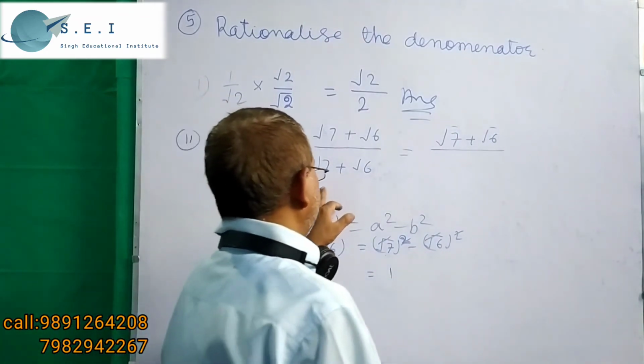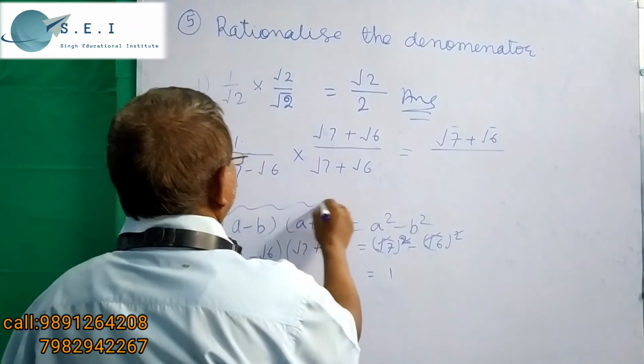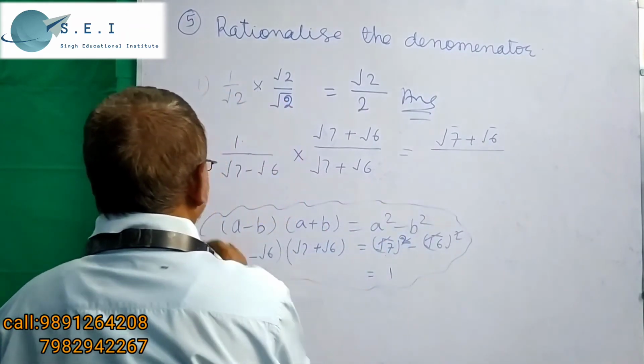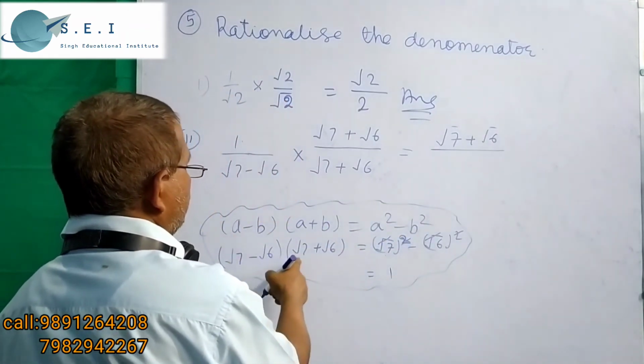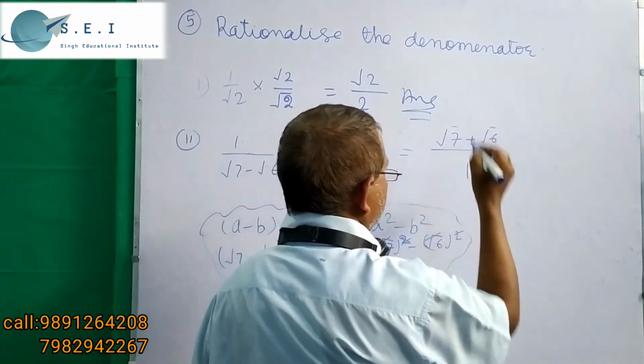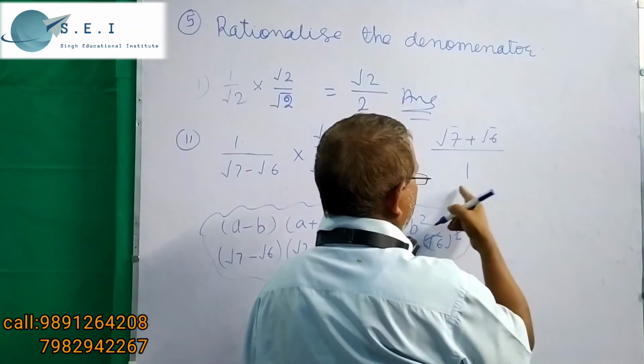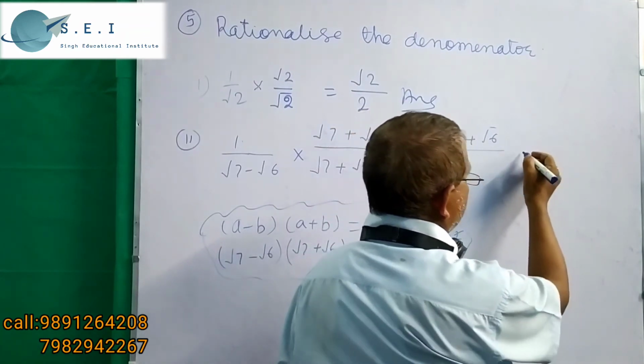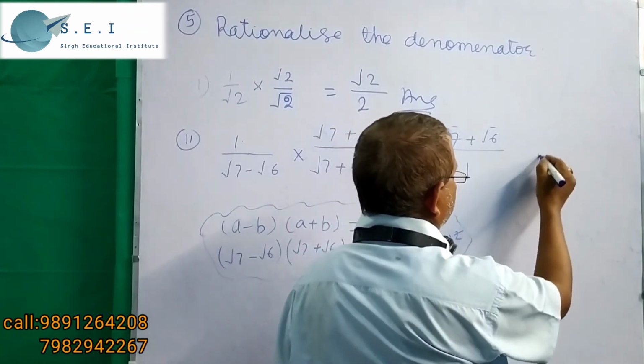So the denominator, the same value of root under 7 minus root under 6 into root under 7 plus root under 6, is equal to 1, which can be substituted here. So our denominator gets rationalized, and this is our answer.